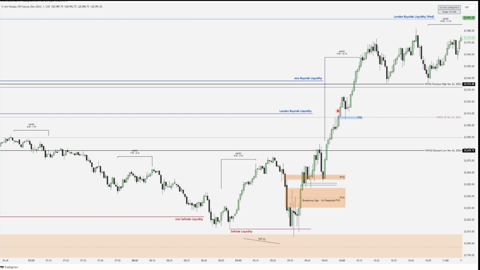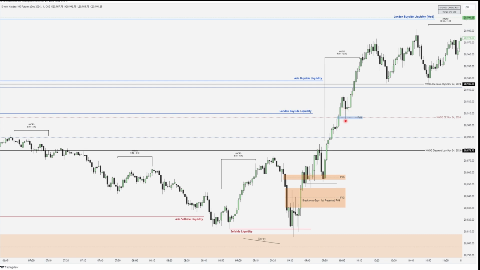Price then expands higher above the London buy side and then comes back down. Notice where it drops back down into. This fair value gap. But what is so significant about this fair value gap? Two things really. The first thing is obvious here. It overlaps with this new week opening gap CE level, making it a very probable level for price to expand higher from, which indeed happened.